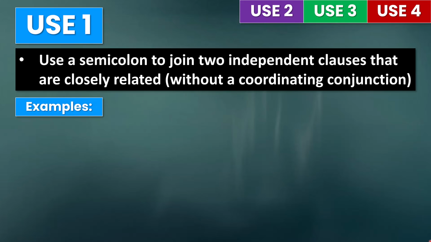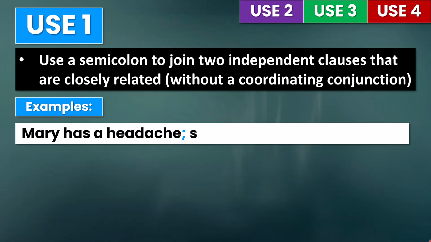For example, Mary has a headache. She can't go out tonight. You can see that the second independent clause is a continuation offering more information about the first independent clause. They are directly related. So we can link them together by adding a semicolon. And note that we don't capitalize the next word unless, of course, it's a proper noun.